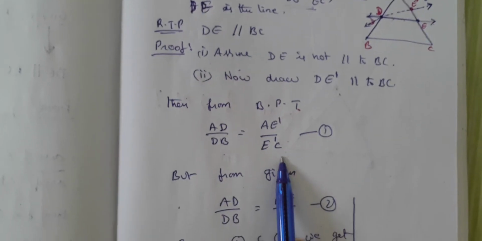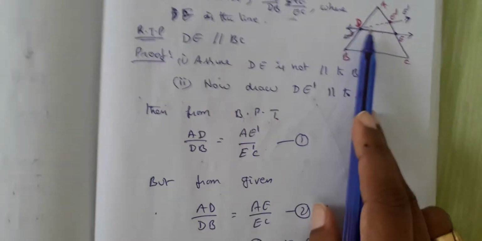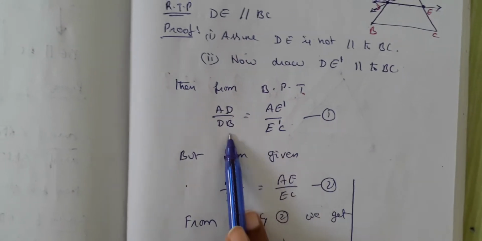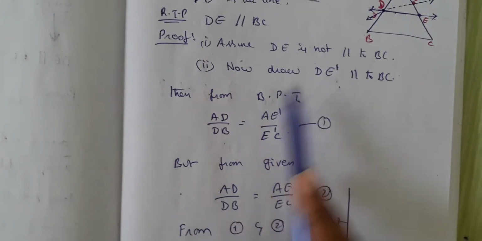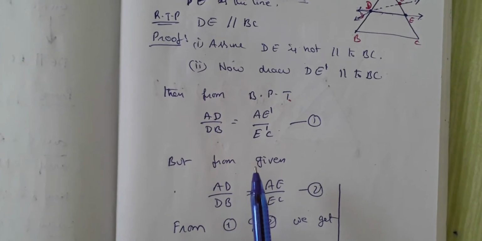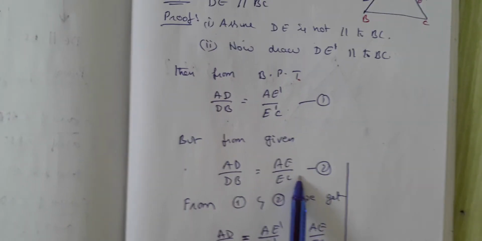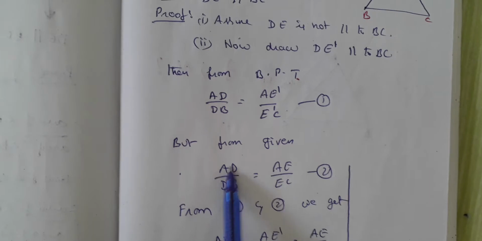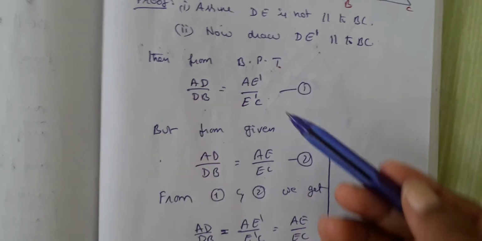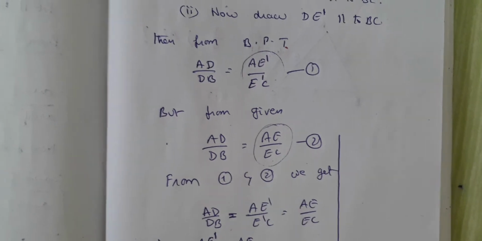Right? And what is there from basic proportionality theorem? If DE dash is parallel to BC, then from basic proportionality you have AD by DB equal to AE prime by E prime C, because we are taking DE prime as the one which is parallel to BC. But from the given and these two, if you take them as equations, you have seen that AD by DB is equal to AE prime by E prime C, and AE by EC. So thus these two are equal now. Okay, so no need to get confused.